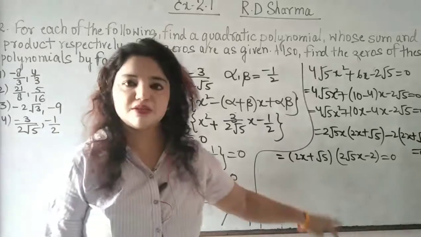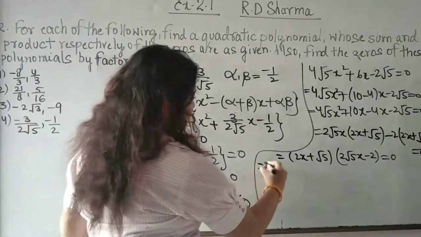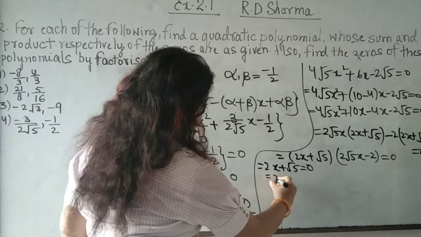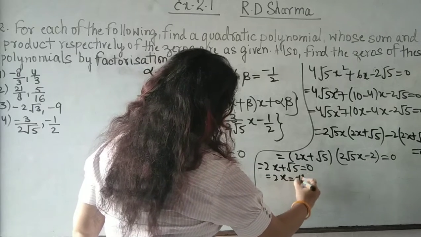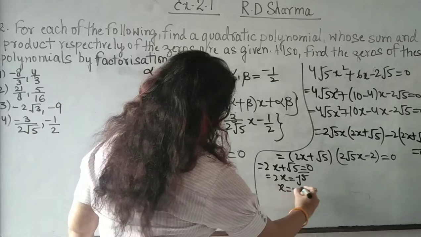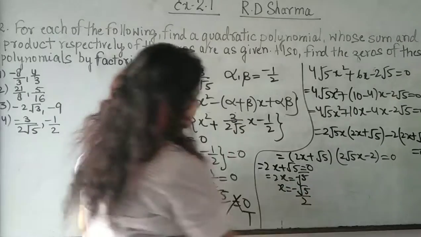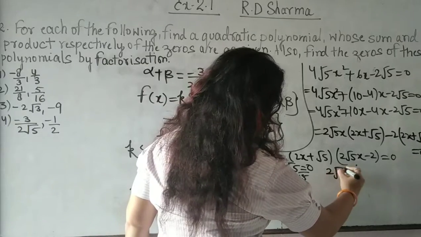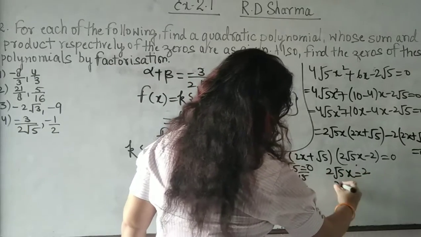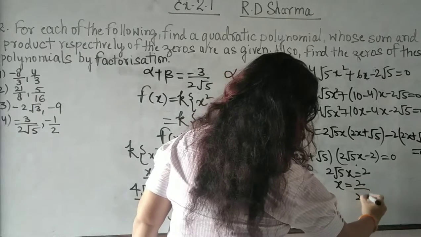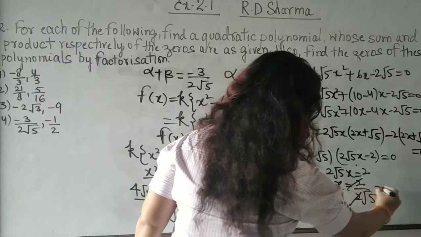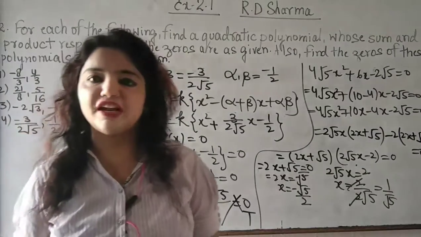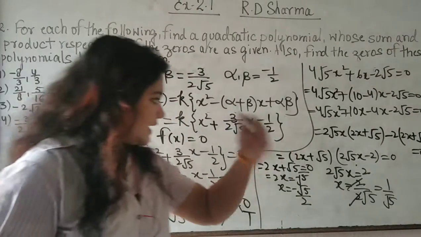So I am taking first this equal to 0. So 2x + √5 = 0. That means 2x = −√5 and x = −√5/2. And now if this is equal to 0, that means 2√5x = 2, so x = 2/(2√5). The 2 got cancelled and we are left with 1/√5.